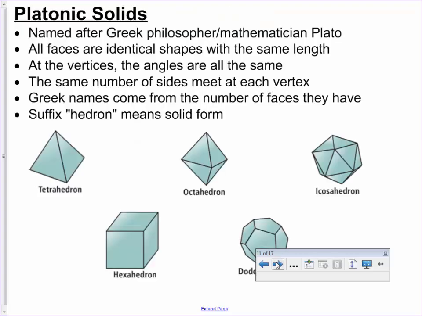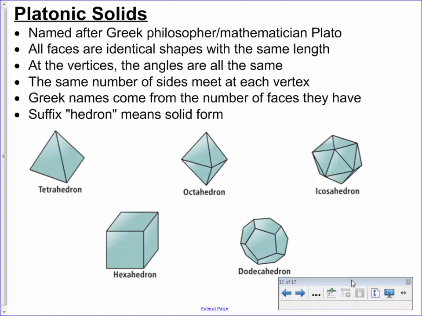So let's take a look at these 5 really important types of shapes. I said we'd come back to it. We've already seen these 2 when we did Euler's formula. These are called the Platonic solids, and they're named after the Greek philosopher and mathematician Plato. Now, why are they so important? It's because they are made up of regular shapes. Remember, regular means all sides and all angles are the same. So we'll have equilateral triangles that make up the tetrahedron.